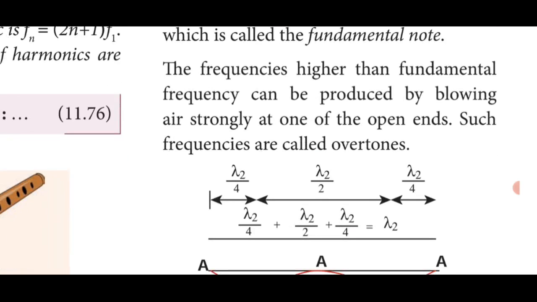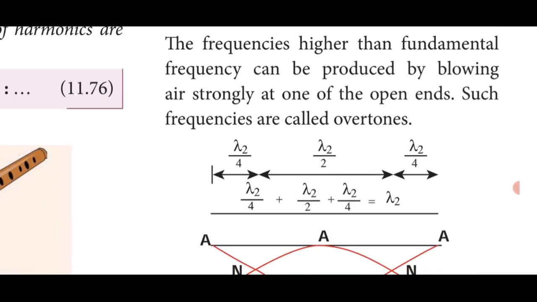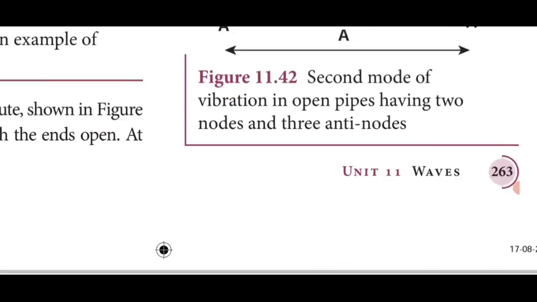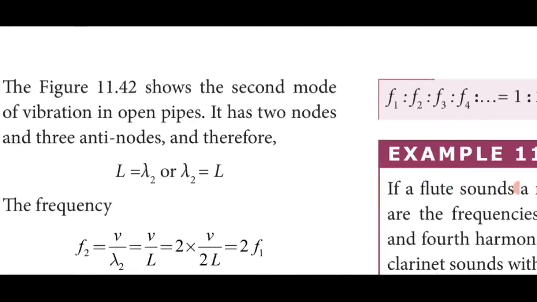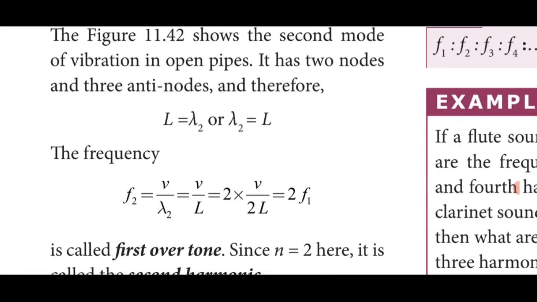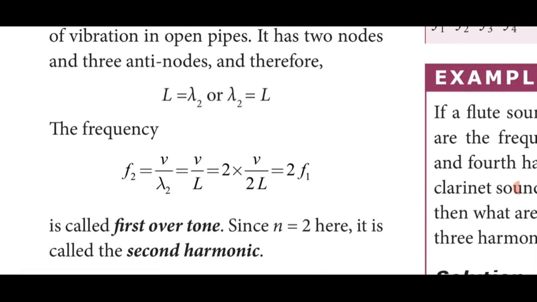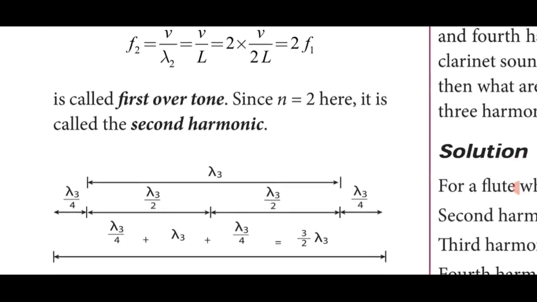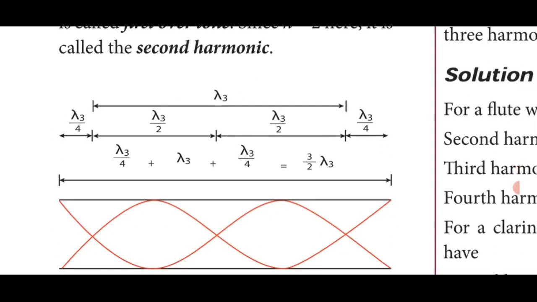Frequencies higher than the fundamental frequency can be produced by blowing strongly at one of the open ends. Such frequencies are called overtones. Okay, so the second mode has 2 nodes and 3 antinodes. So L is equal to lambda 2, that is lambda 2 is equal to L. Frequency F2 is equal to V by lambda 2, that is V by L, which is 2 into V by 2L, that is equal to 2 F1. That is the first overtone, and N is equal to 2. Here it is the second harmonic.